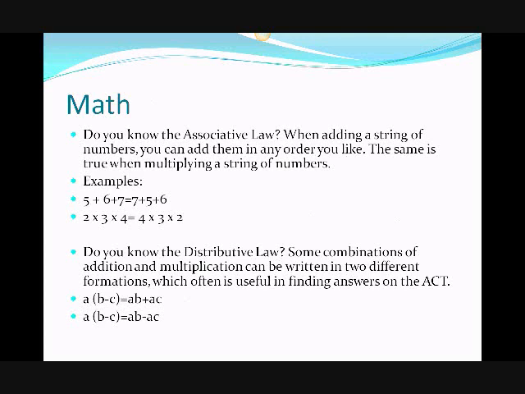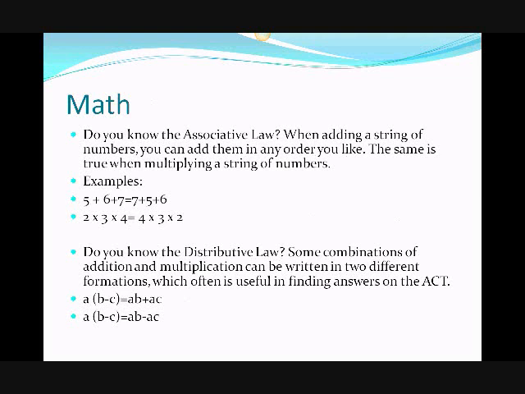Do you know what the associative law means? It means when you add a string of numbers, you can add them in any order, and if you multiply numbers, you can do that in any order. For instance, 5 plus 6 plus 7 equals 7 plus 5 plus 6. It doesn't matter which ones you add together first, it all equals the same thing. It's the same thing with multiplying. 2 times 3 times 4 equals 4 times 3 times 2.